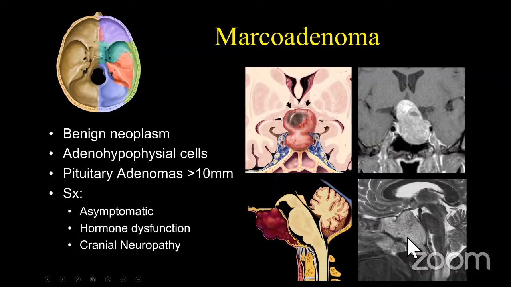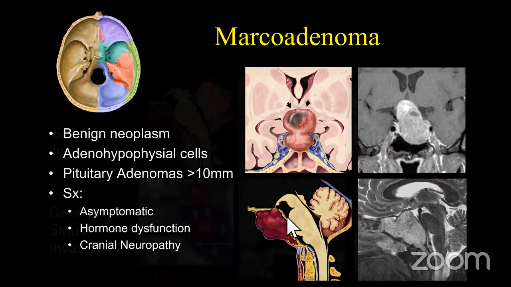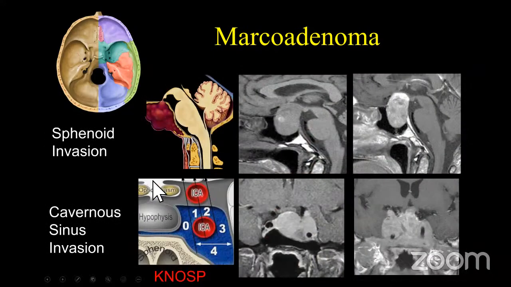Notice how that clivus is expanded and it's high signal on T2. And again, if I saw this, I don't think macroadenoma would be the top of my list because in general, they tend to grow superiorly, not inferiorly. However, having said that, you could have macroadenomas that involve the sphenoid sinus, as we saw before. So this is expansion of the sella growing into the sphenoid sinus. And we can have macroadenomas extending into the cavernous sinus.